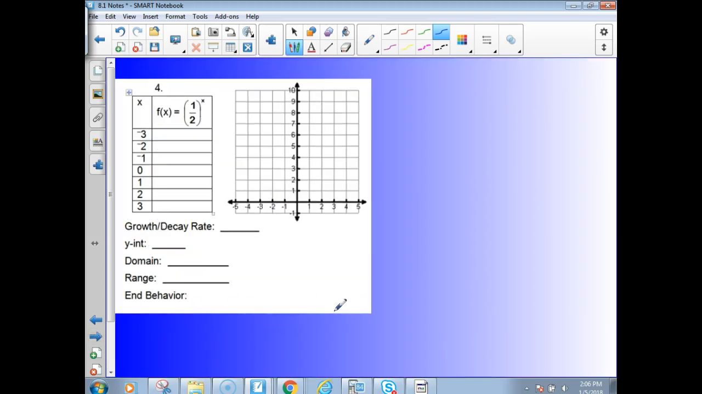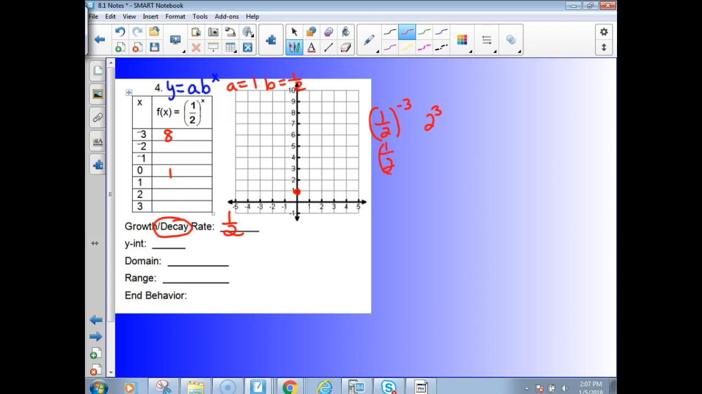All right, number 4. This time we have y equals a times b to the x. In this case, the a value again is 1, so it should cross at (0, 1). And the b value this time is 1/2. So that tells me it's between 0 and 1, therefore it's going to be decay. And my rate is 1/2, the b value. If I put in -3, I have 1/2 to the -3rd, which would be 2 to the 3rd. Remember, change the sign of the exponent and take the reciprocal. So the reciprocal of 1/2 is 2. 2 to the 3rd would be 8.